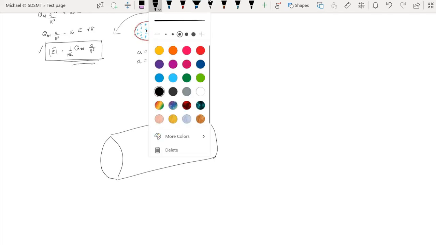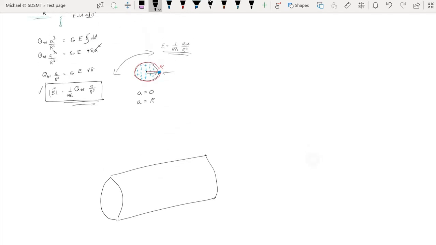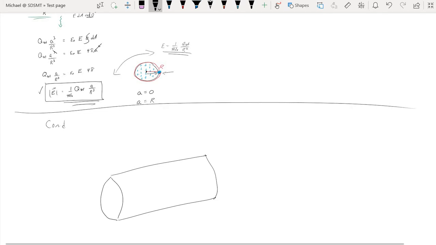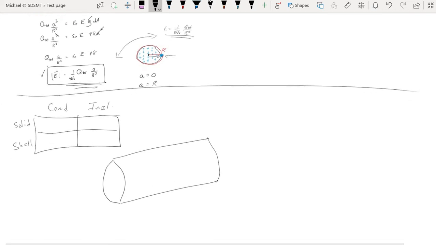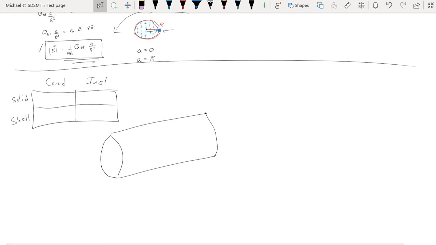Well, once again, we're going to have to consider what is the cylinder made of? Is it a conducting material? Is it an insulating material? Is it solid? Or is it hollow? So is it a shell? So we could have a solid conducting cylinder, a solid conducting shell, a solid insulator, an insulating shell.